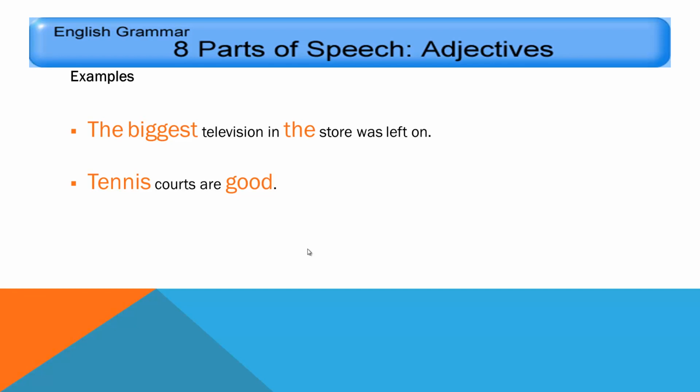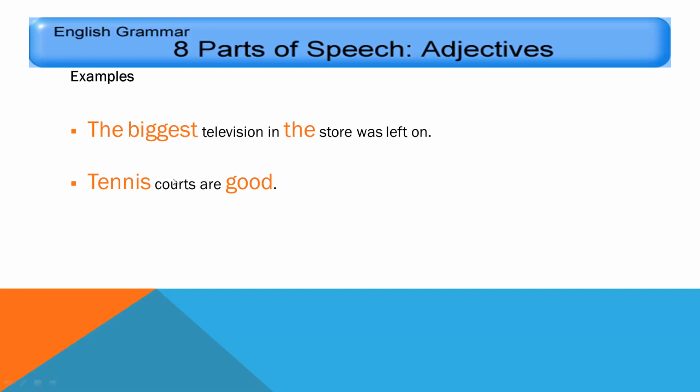Now, biggest, I think, is maybe a little easier to see as an adjective. It's saying the biggest television rather than the smallest television, rather than the friendliest television, which would be odd. I can't imagine a friendly television, but perhaps there is one.